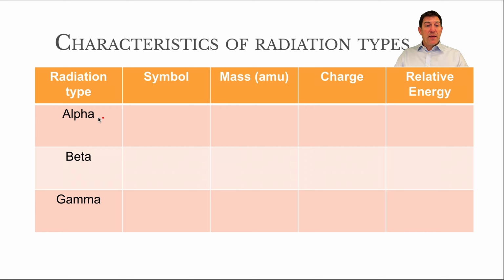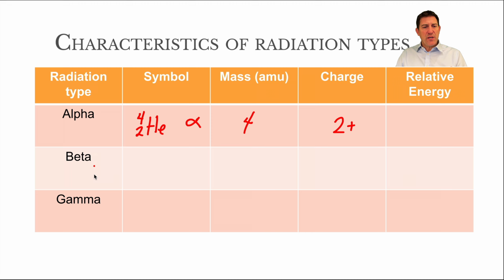Let's do a quick summary then. What's the symbol for an alpha particle? It is 4 2 He. Sometimes you'll see it written as literally the Greek alpha symbol. The mass right here is 4. The charge is 2. I'm going to put a plus with it just to show that it's got a positive charge.